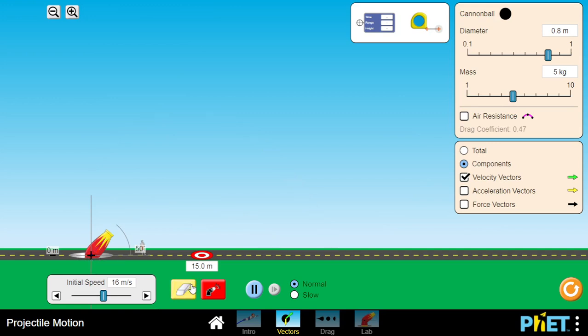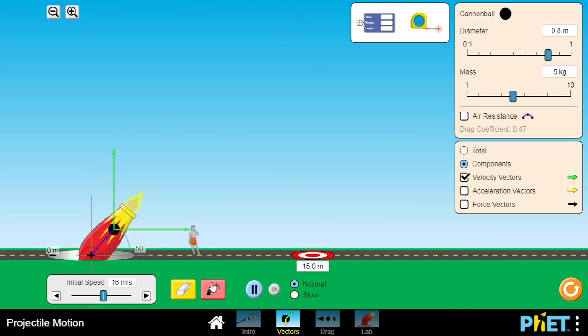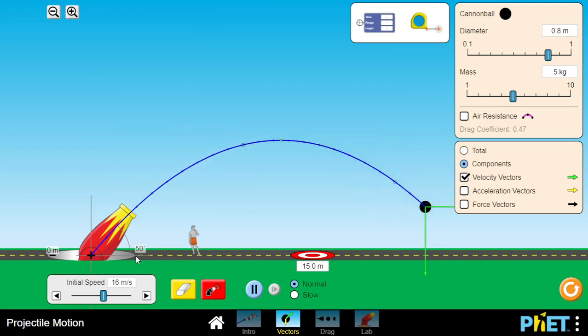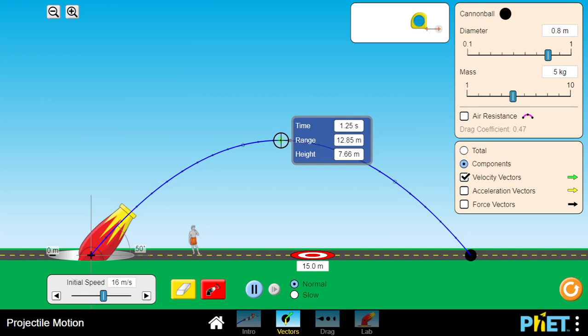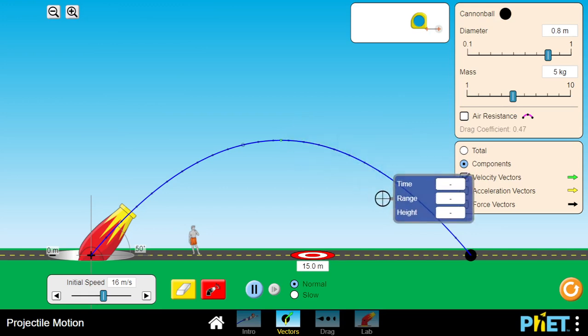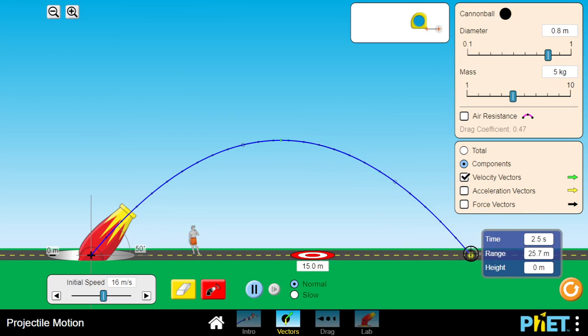So what we're going to do instead is we're going to consider when is the displacement equal to 0. And when I say the displacement, I mean the vertical displacement. Because at the start, it's got vertical displacement 0. And at the top, it's got vertical displacement 7.66 meters. And then when we get back down to the floor, it's got a displacement 0 again. So we can do it that way.